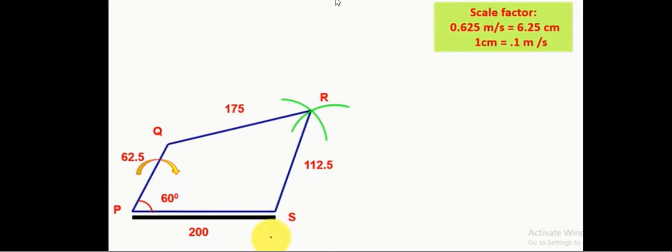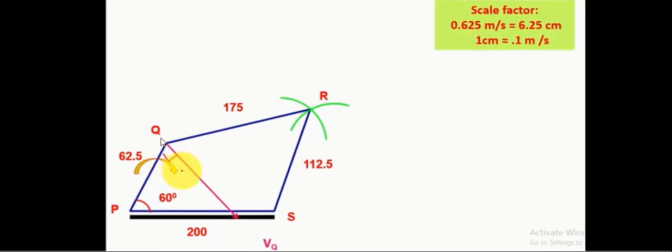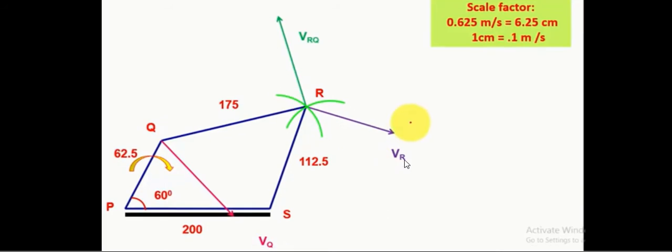So how to draw the velocity diagram? We will see. We know there will be a velocity along the perpendicular to the length PQ. That will be VQP, or we will represent it as VQ, that we already found out to be 0.625. Then you will have another one along perpendicular to QR, that will be VRQ, that we need to find out. Then we will again have another one, that is velocity of R with respect to S, that will be perpendicular to RS. VRQ and VR we don't know. VR is actually VRS, that we don't know, we need to find out.